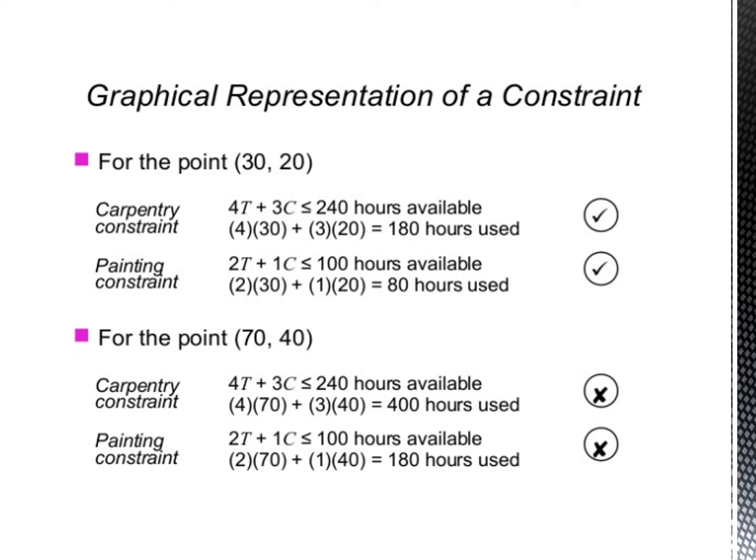For painting, 2T plus 1C is less than or equal to 100 hours available. For the point T equals 30 and C equals 20, 2 times 30 plus 1 times 20 equals 80 hours used. So the point 30 and 20 is feasible.